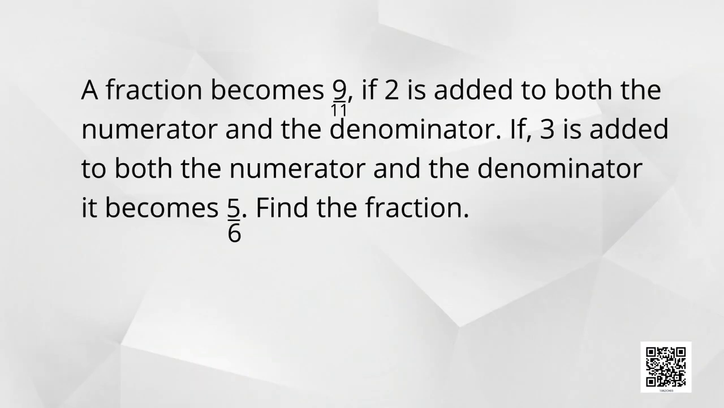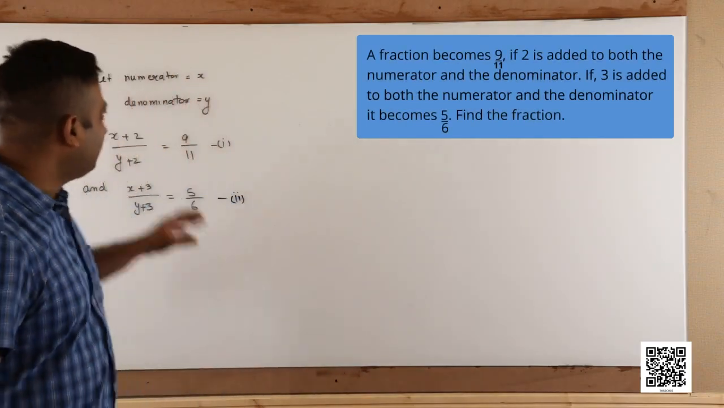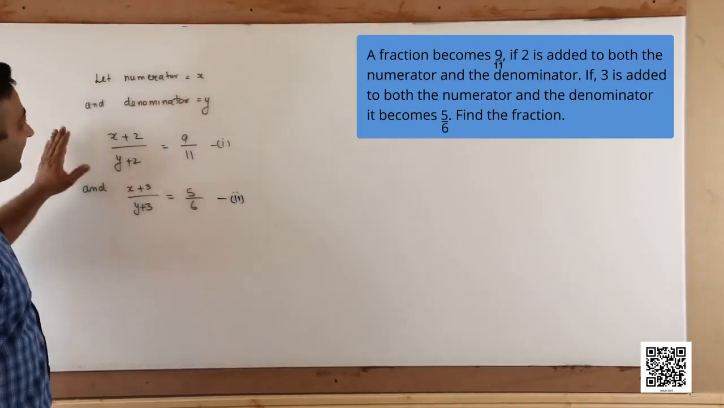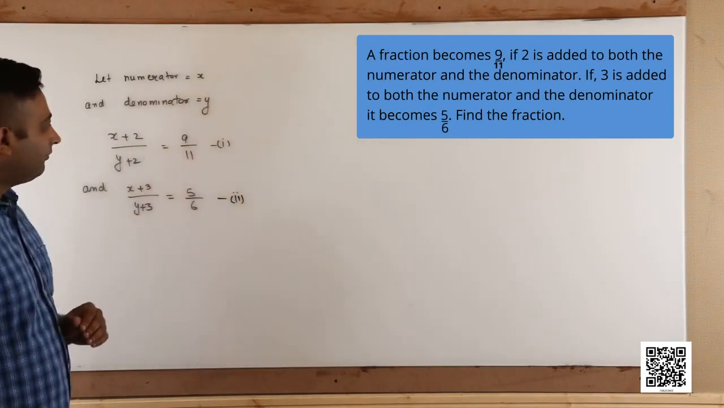Dear students, let us take another example. A fraction becomes 9 by 11 if 2 is added to both the numerator and the denominator. If 3 is added to both the numerator and the denominator, it becomes 5 by 6. Find the fraction. Let the numerator be equal to x and the denominator equal to y.